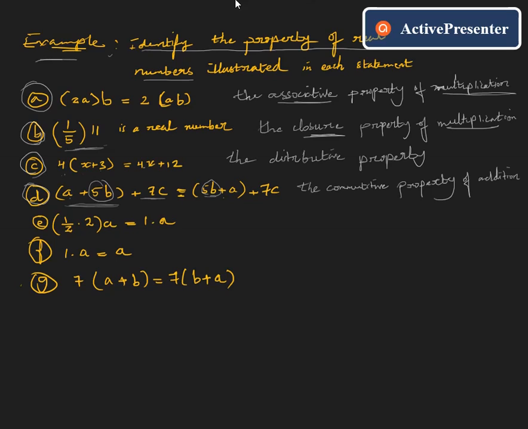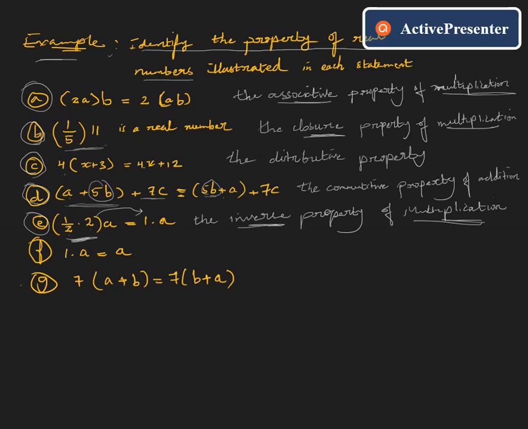The fifth question, E: half multiplied in 2 between parentheses multiplied in A equals 1 multiplied in A. This is called the inverse property. As you see here, 1 over A, if you remember, multiplied in A. Then it is eventually equal to 1. The inverse property of multiplication.